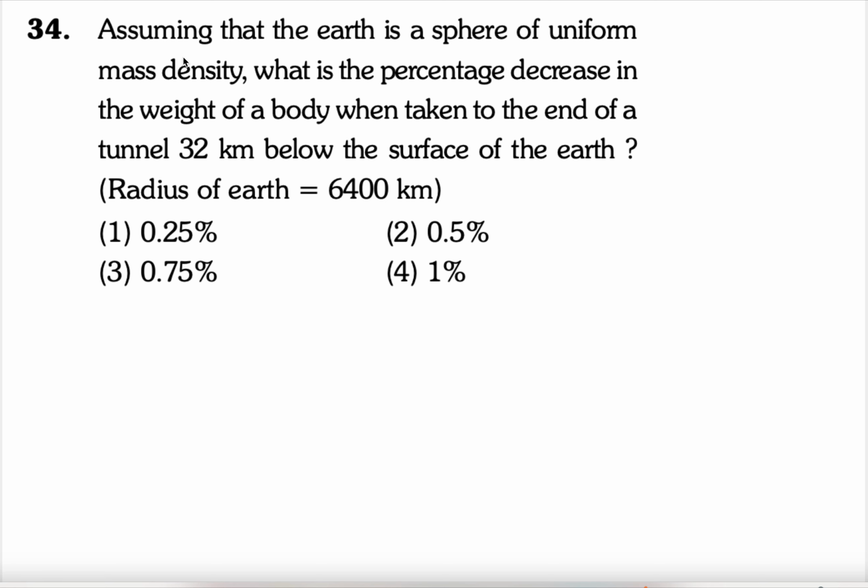So now we have the question regarding gravitational force or gravitational acceleration. So what is asked here? Assuming that the earth is a sphere of uniform mass density, what is the percentage decrease in the weight of a body when taken to the end of a tunnel 32 km below the surface of the earth? And the information given is the radius of earth is 6400 kilometers.